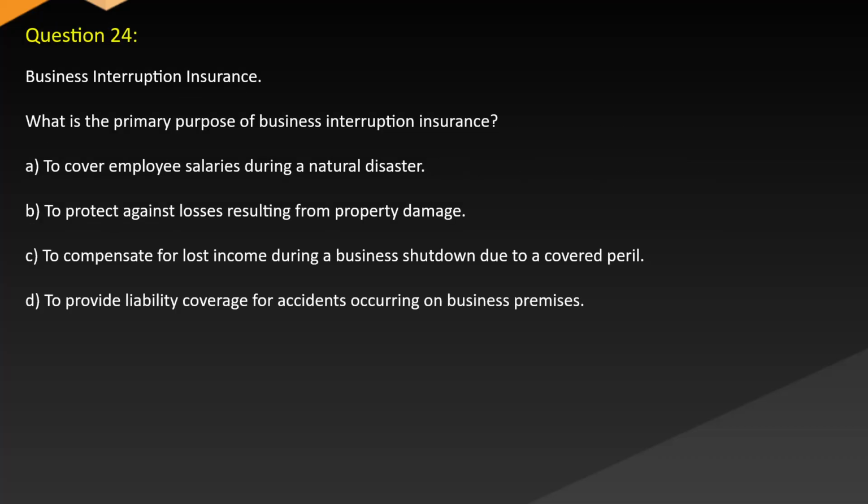Question 24. Business interruption insurance. What is the primary purpose of business interruption insurance? A. To cover employees' salaries during a natural disaster. B. To protect against losses resulting from property damage. C. To compensate for lost income during a business shutdown due to a covered peril. D. To provide liability coverage for accidents occurring on business premises.